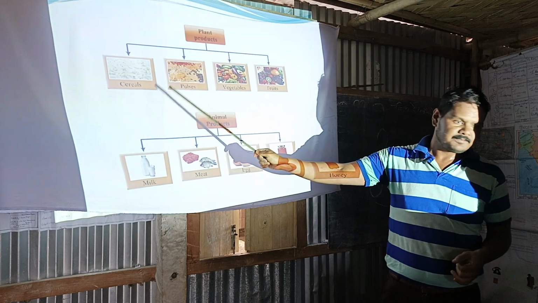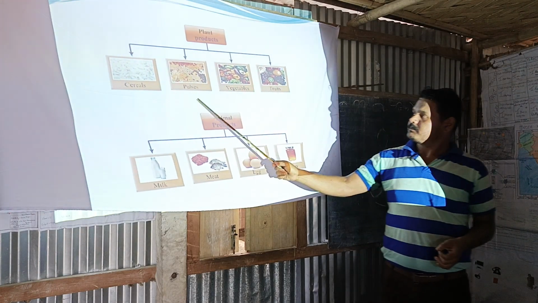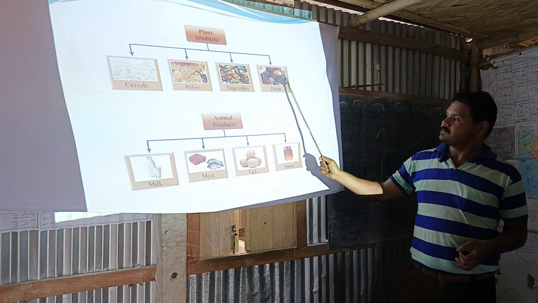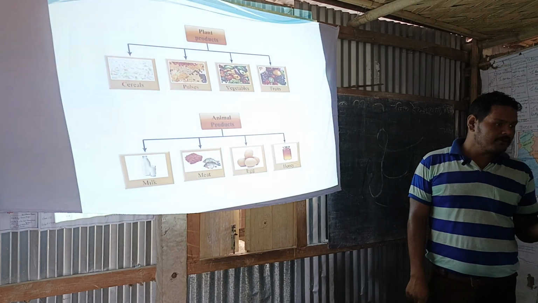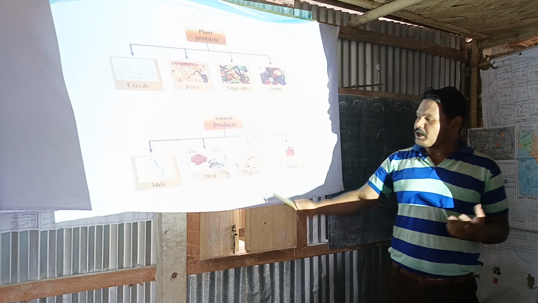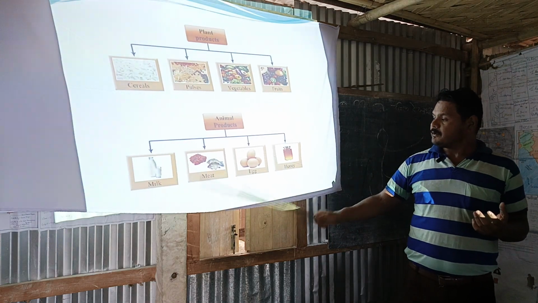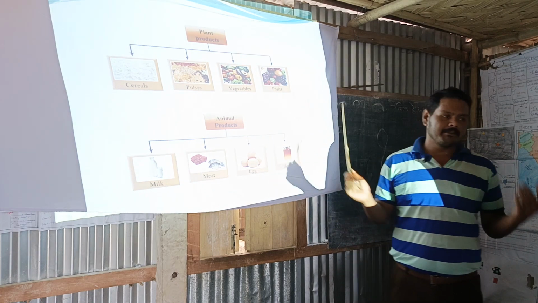Now plant products. Look, the products are there. What is this? These are all products of plants. We call them plant products. Now milk, meat, fish, egg, honey. These are all animal products.